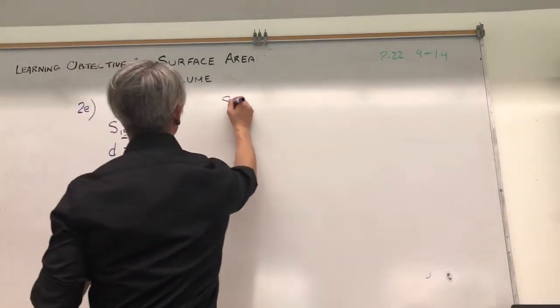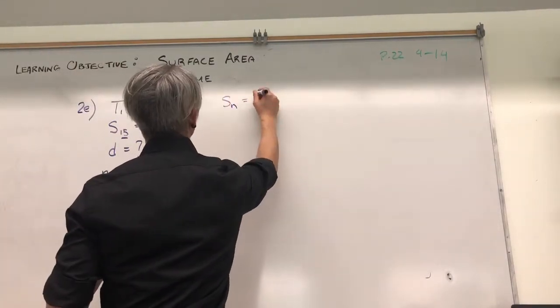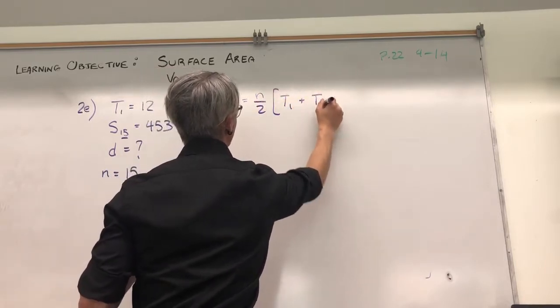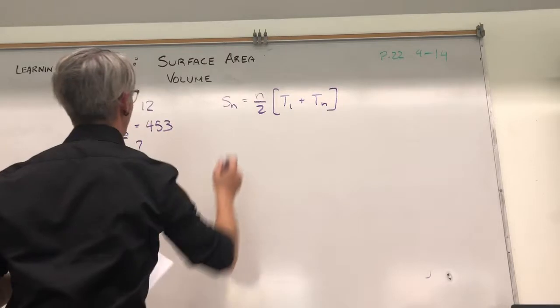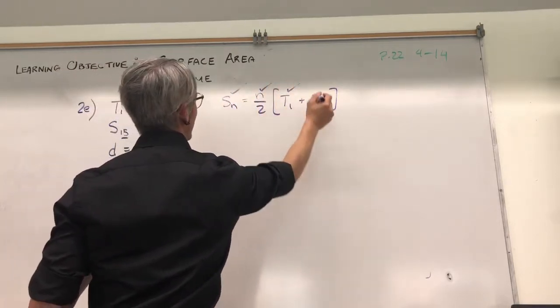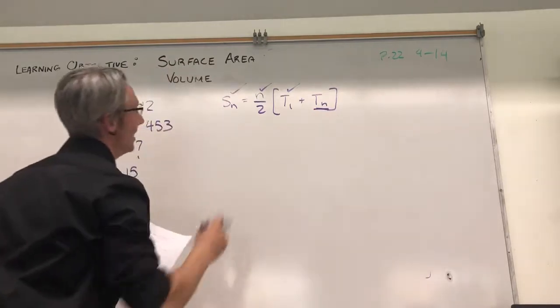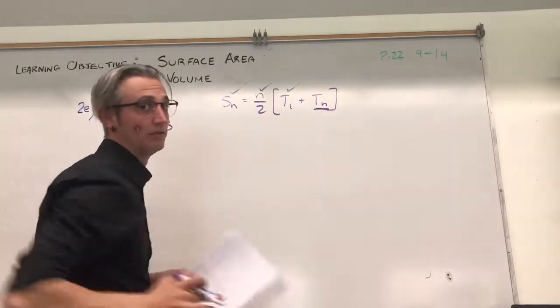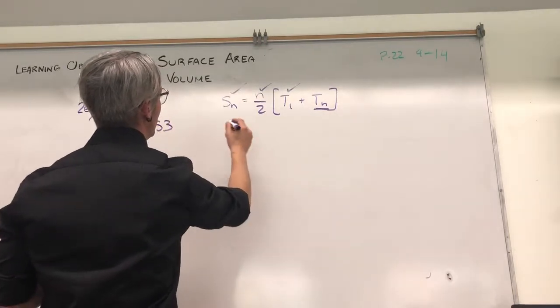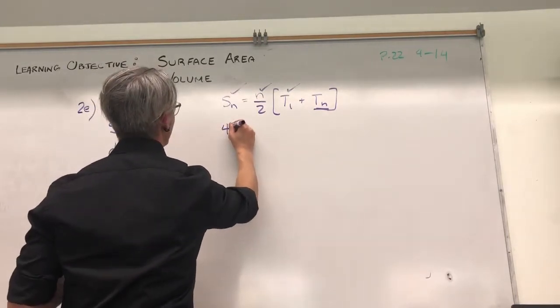I took that from right here, kind of like a little sneaky thing they do to us. So I go to my equations. Sn is equal to n divided by 2, (t1 plus tn). I know this, I know this, and I know this. So I can actually solve for this, and I'm probably going to use that in the next equation to solve for d. So let's solve for that right now.